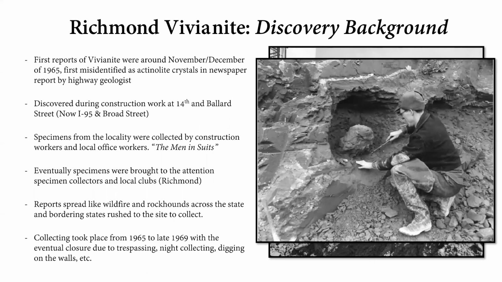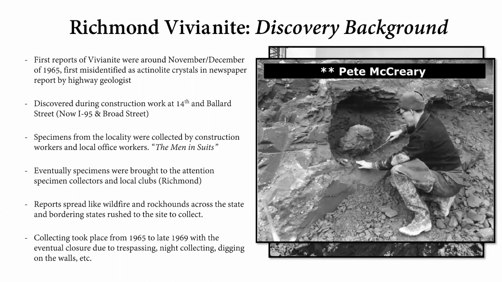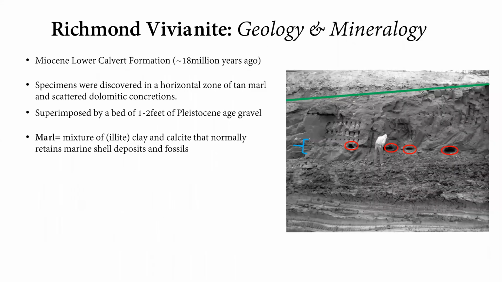And then here's another photograph of Pete McCreary. He's actually digging out one of these dolomitic concretions, and that was described by Rudy Bland as kind of like a septarian nodule, but in this case, of course, it's not calcite in the cracks. It's more of the vivianite forming in the cracks. But this is Rudy Bland digging out a specimen there, and we'll see a few more photographs in a second.